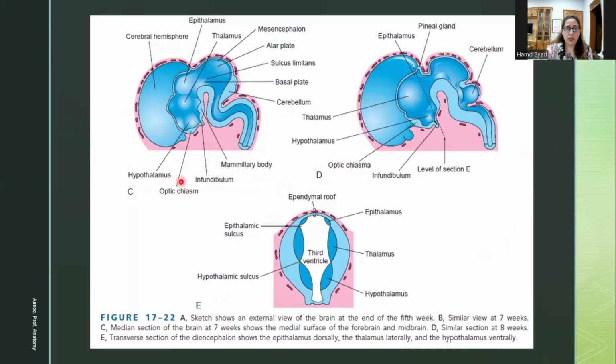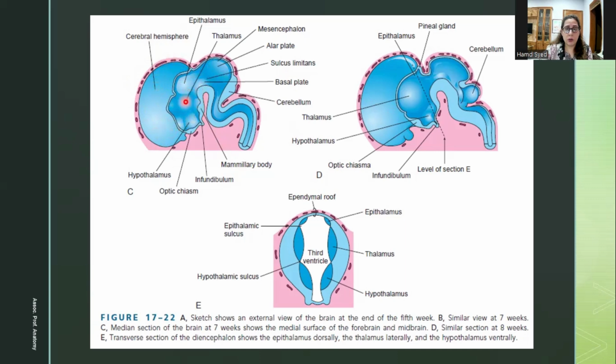And C is now representing the seventh week of development, and it is showing over here these cerebral hemispheres, which I told you are derived from the part of forebrain known as the telencephalon. And then you've got over here the portions of the brain which are epithalamus, thalamus, and hypothalamus. These are the parts which are derived from the part of forebrain which is the diencephalon. And then comes the mesencephalon.